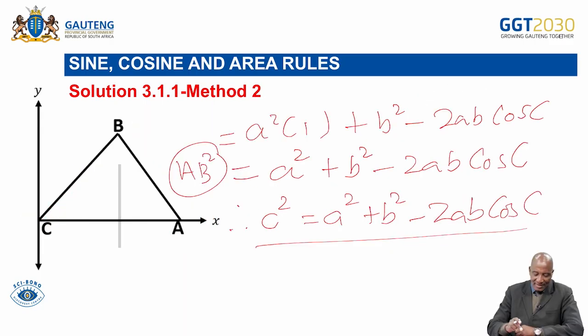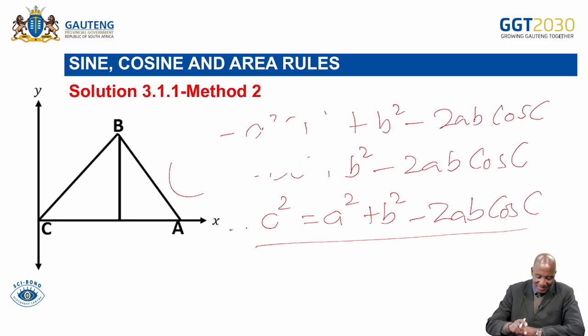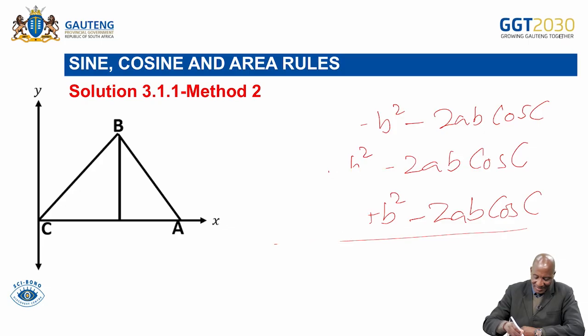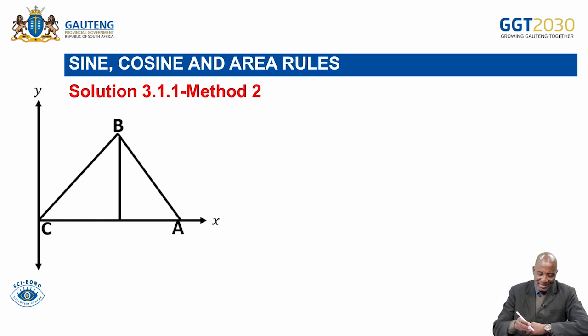Okay. Right, let's move on to the second method that one could have applied there. I want us to quickly touch the second method. Maybe some of us might love this second method. Right, second method, again, you start by dropping a perpendicular height.